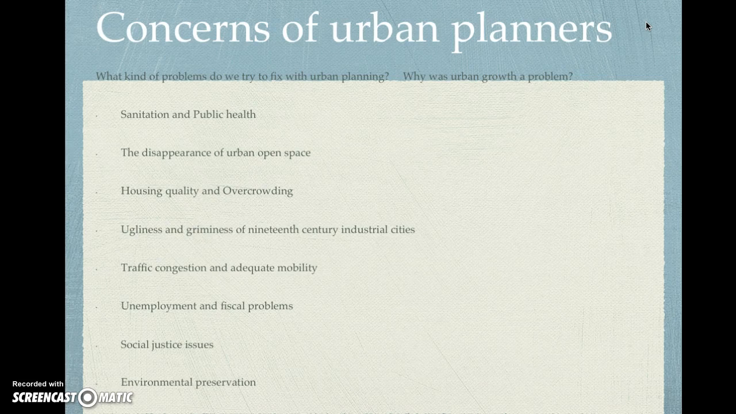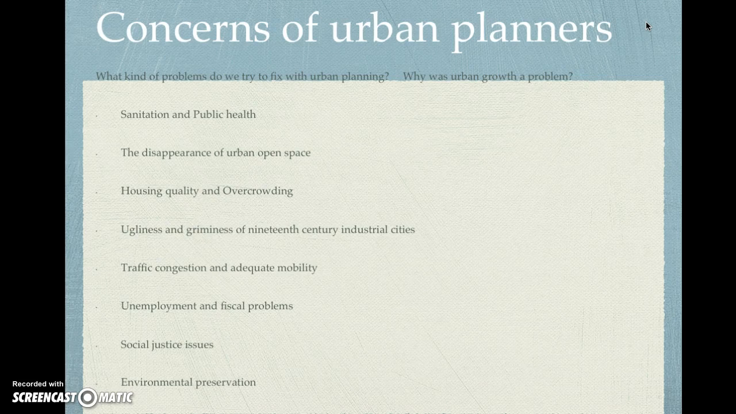We'll go through more of these in depth, some through this lesson, and then we'll talk more about these throughout the semester. So their concerns, what they are worried about, is sanitation and public health, the disappearing of these open spaces, these park spaces, housing quality and overcrowding, a big problem. Just this idea of the ugliness and griminess of 19th century cities. We were worried about this.